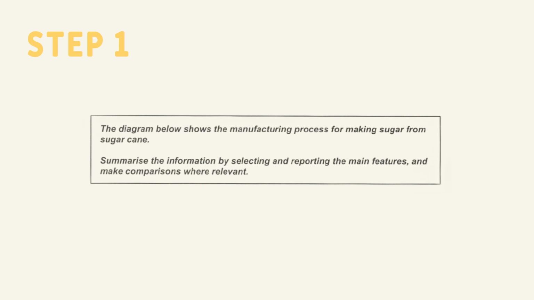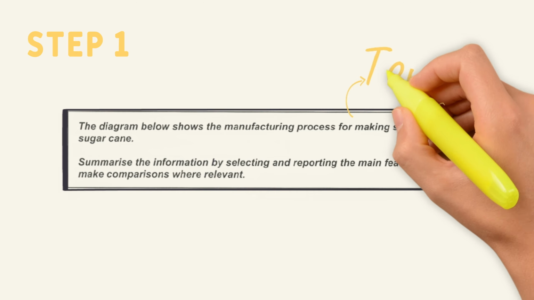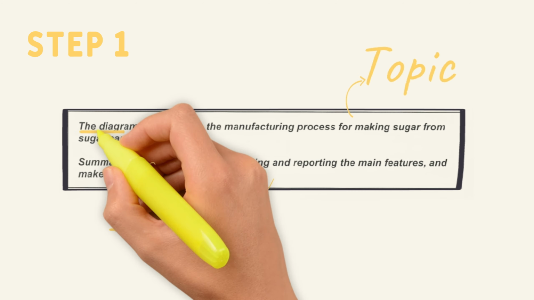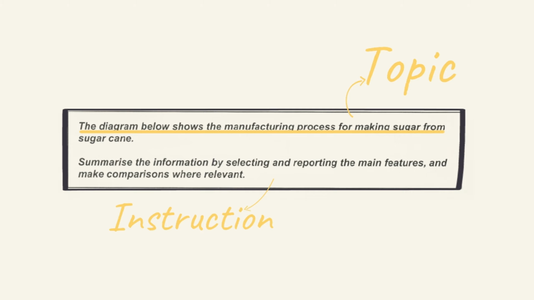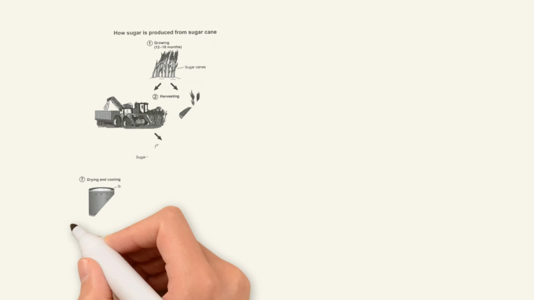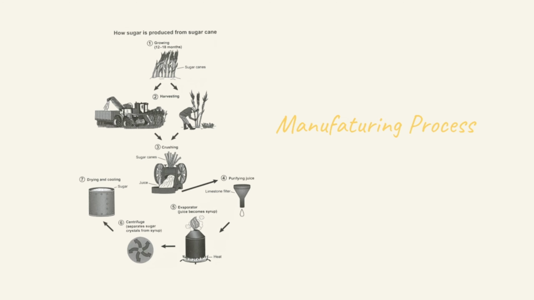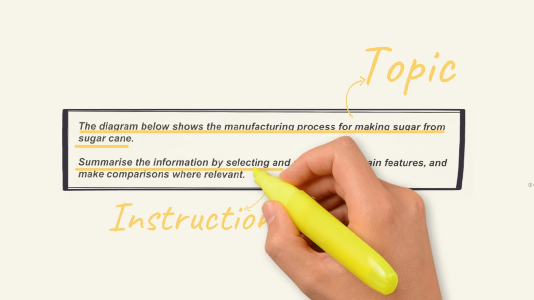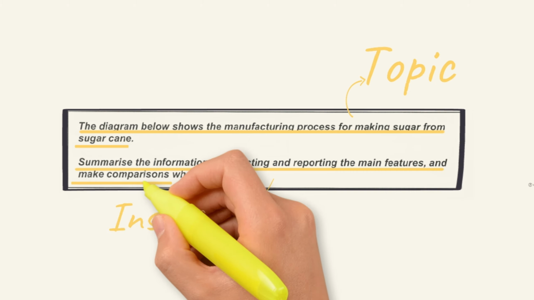Step 1. Read the prompt. A Task 1 prompt typically has two parts, the topic and the instruction. The topic: the diagram below shows the manufacturing process for making sugar from sugarcane. This topic lets candidates know that the diagram illustrates the manufacturing process of sugar. Then the instruction: summarize the information by selecting and reporting the main features and make comparisons where relevant.